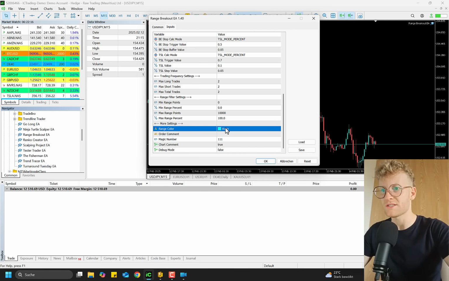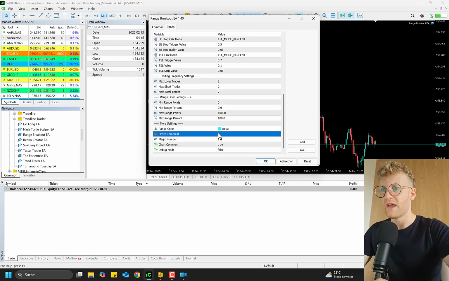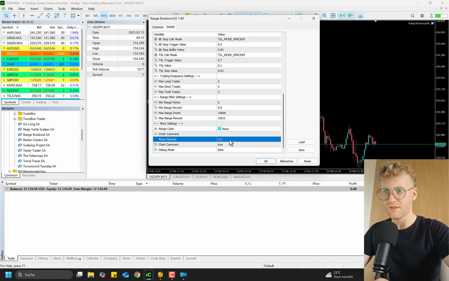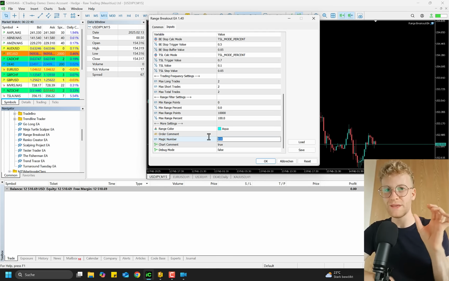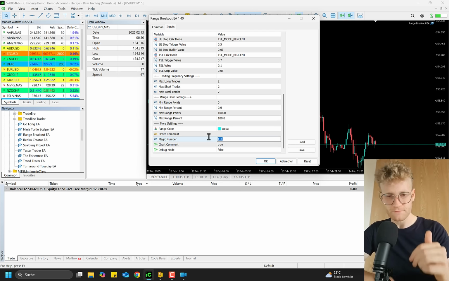Then we have some more settings. You can say what color the range should be. And then we have a comment for the orders that the expert advisor places. We do have the magic number, and this is very important. The magic number setting is very important for every expert advisor, because if you use multiple expert advisors in the same account, please use a different magic number for every expert advisor. It is not important what this number is, but it should be unique for every expert advisor in this account.